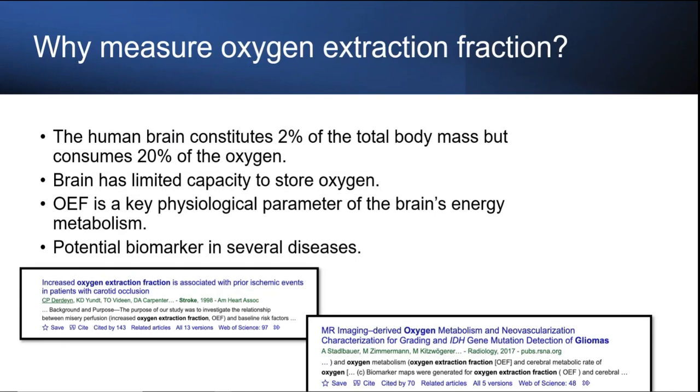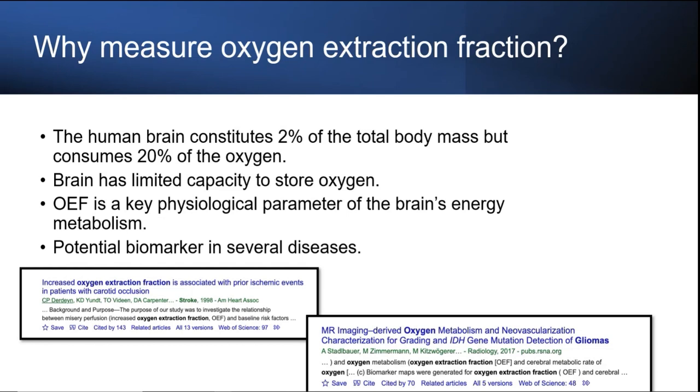So start by saying, well, why do we want to measure oxygen extraction fraction? I think over the last few days, it's become quite clear why that's such an important measurement, particularly when looking at things like trust and looking at global measurements. The brain obviously constitutes a relatively small part of the mass of the body, but it does consume a lot more oxygen than its size would suggest. And as with most organs in the body, it has very limited capacity to store oxygen in the case that blood supply is cut off momentarily or temporarily. So it's a key physiological parameter of the brain's energy metabolism.